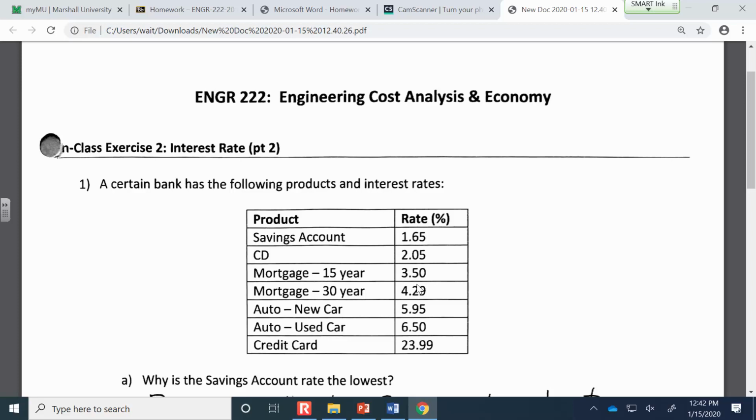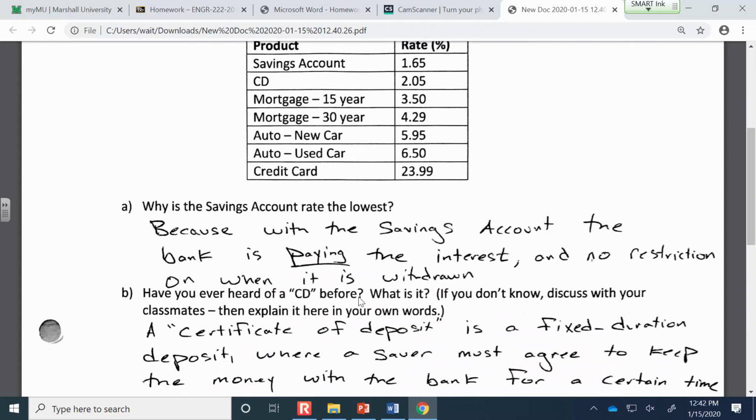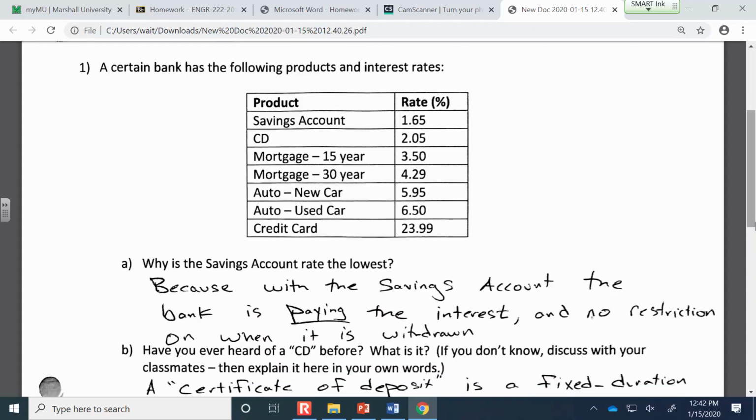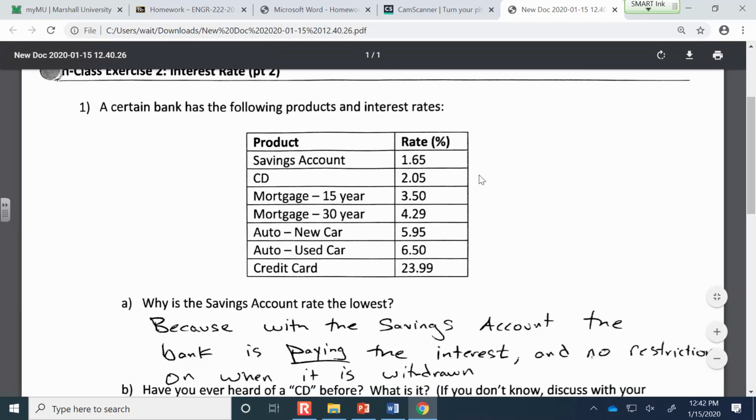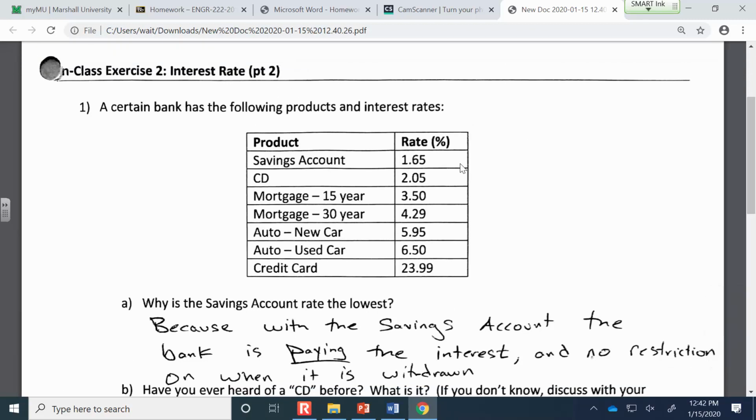All right, so why is the savings account the lowest? I said because that's where they're paying the interest. And in contrast to the CD, in the case of a savings account, there's no restriction on when it's withdrawn. So you may have put it a different way, but the main idea is just that their incentive is to minimize the amount of interest that they pay.